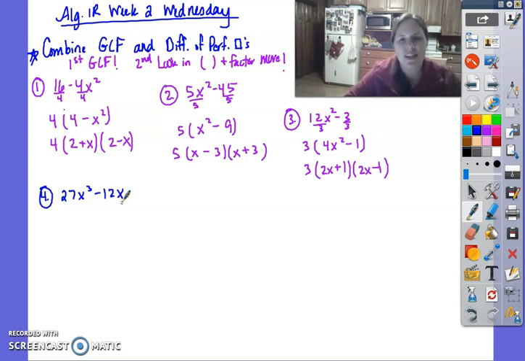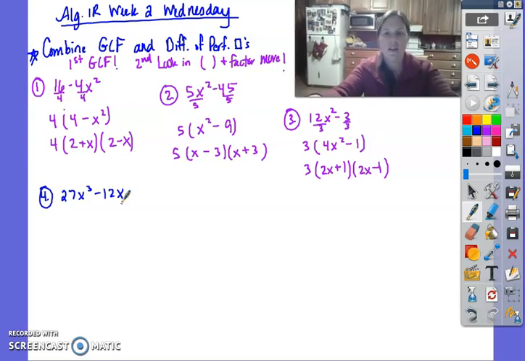What goes into 27x cubed and 12x? Ooh, did you hear me say x at the end of that? Because x is part of the GCF. Now, not in the middle. What goes into 27 that also goes into 12? 3. So I'm not going to pull out just a number. I'm also going to pull out a letter. Remember the lowest exponent? Well, x cubed and x to the first, so I'm going to pull out an x to the first.